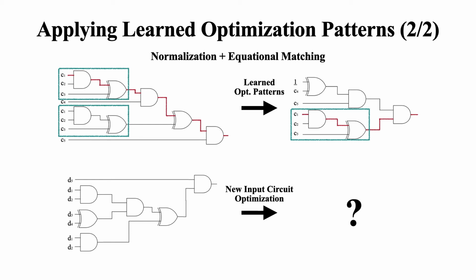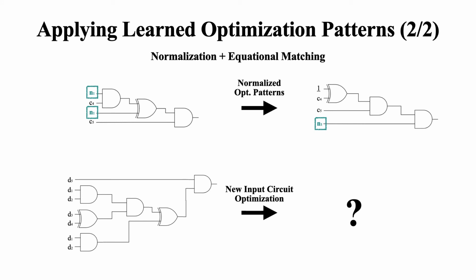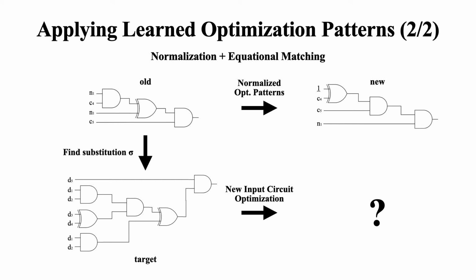First, we normalize the optimization patterns. We find the same subparts from the patterns, and we replace them with a Boolean variable. From now on, I will name these circuits as old, new, and target circuit. Now, we can find the optimized version of the target circuit by matching the old circuit and the target circuit. Based on equational matching theory, we can find the substitution sigma that can transform the old circuit into the target circuit. We can match a Boolean variable n1 with d1 and d2, c4 with d3 exclusive or t4, and c5 with d5.